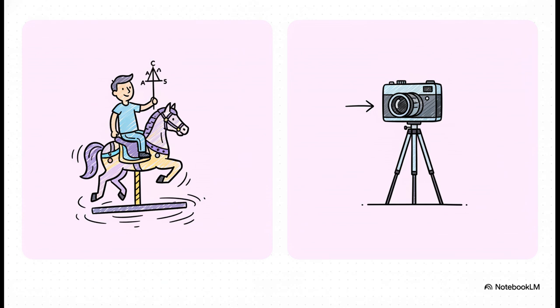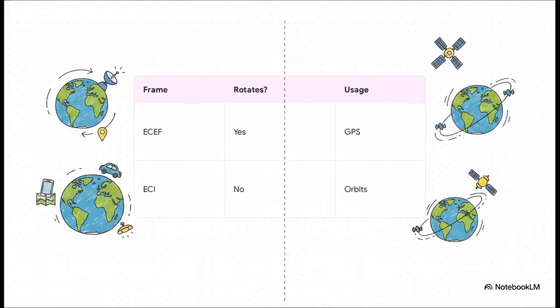Well, ECI, on the other hand, stands for Earth-Centered Inertial. Imagine ECI as a camera positioned completely outside that carousel, just watching it spin. From this outer camera's perspective, the objects attached to the Earth are continuously moving. So let's look at this data cleanly contrasted here.